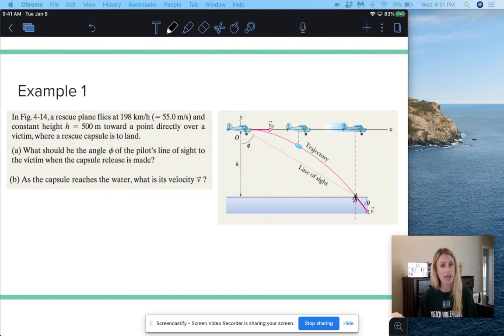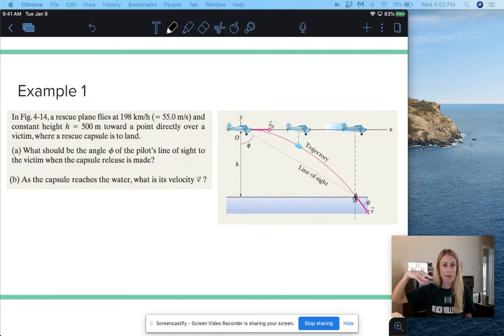We want to know A, what should be the angle phi, I think, phi, of the pilot's line of sight to the victim when the capsule release is made, and then B, as the capsule reaches the water, what is the velocity v? So what's happening here is we have a plane that's coming like this, and it's releasing a capsule.